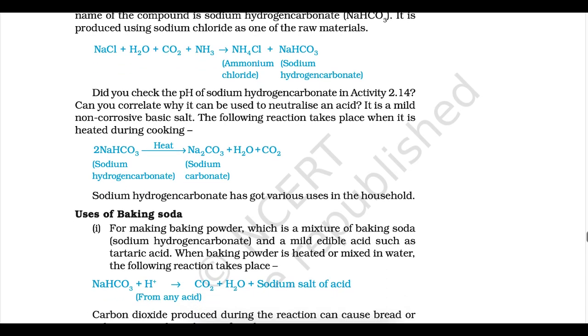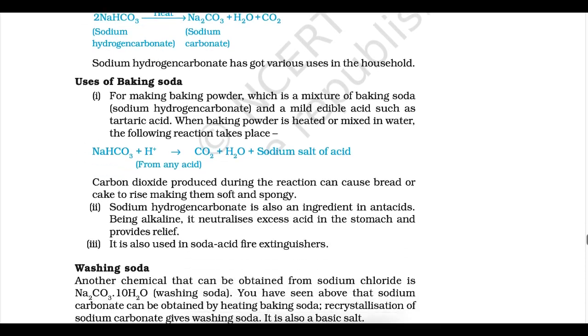Did you check the pH of sodium hydrogen carbonate in Activity 2.14? Can you correlate why it can be used to neutralize an acid? It is a mild, non-corrosive basic salt. The following reactions take place when it is heated during cooking. Please refer to all the equations given in the book. Sodium hydrogen carbonate has various uses in the household.